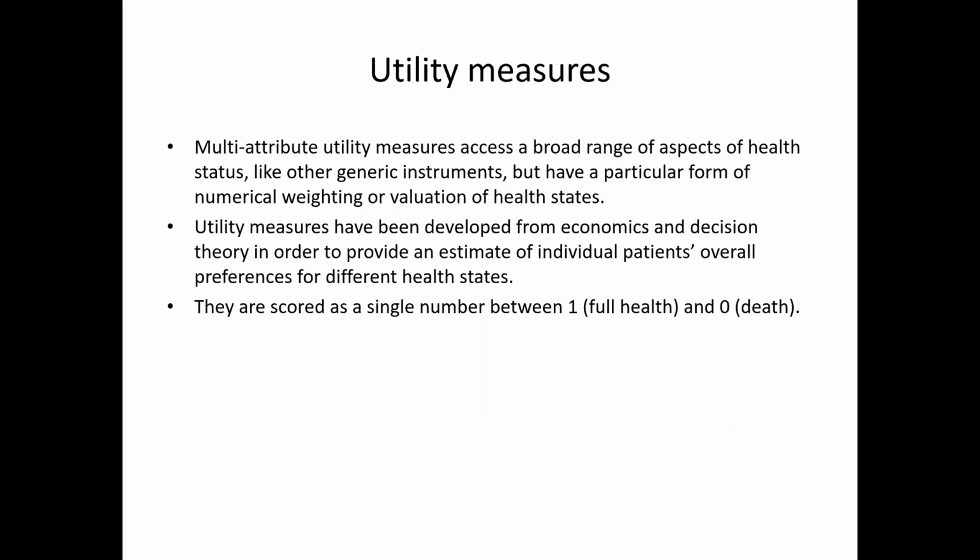Utility measures. Multi-attribute utility measures assess a broad range of aspects of health status, like other generic instruments, but have a particular form of numerical weighing or valuation of health states. Utility measures have been developed from economic and decision theory in order to provide an estimate of an individual patient's overall preferences for different health states. They are scored as a single number between 1 full health and 0 death.